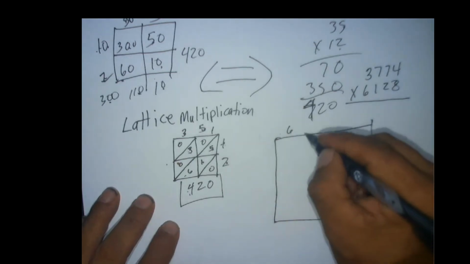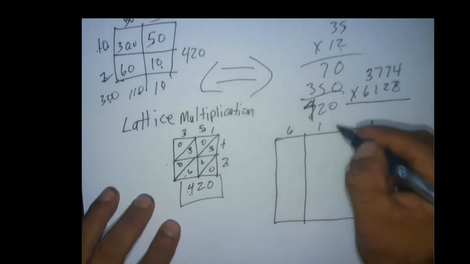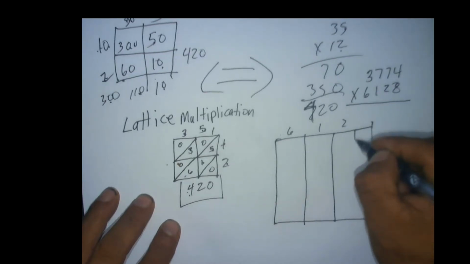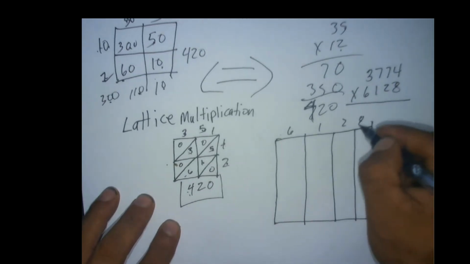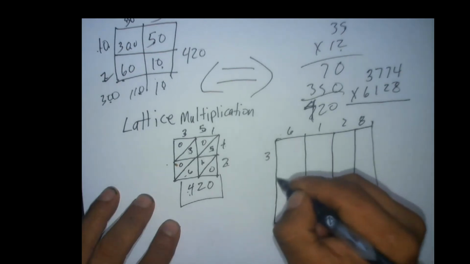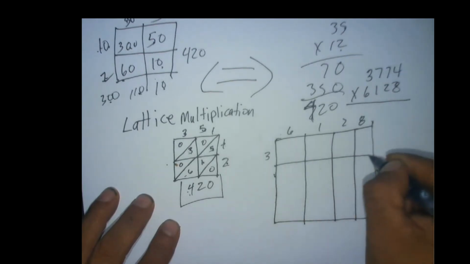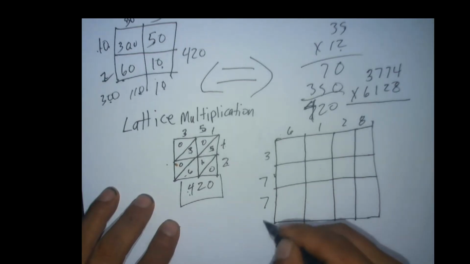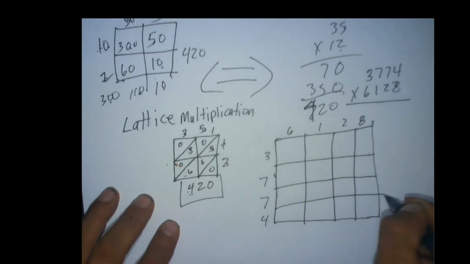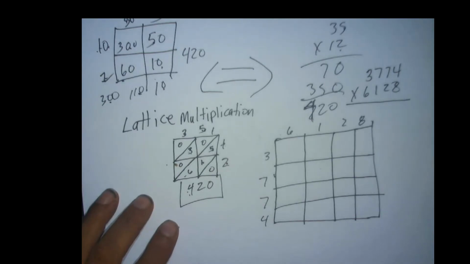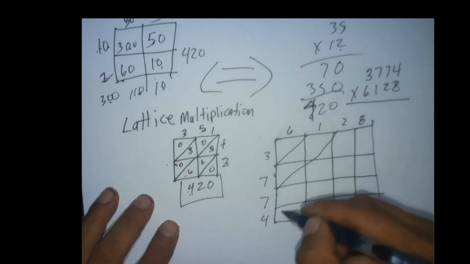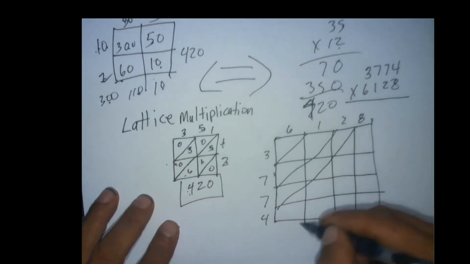6, 1, 2, 8 times 3, 7, 7, 4. Okay. We can start racing right now. Alright, so we're going to draw our diagonal lines. I'm going to try to draw them.